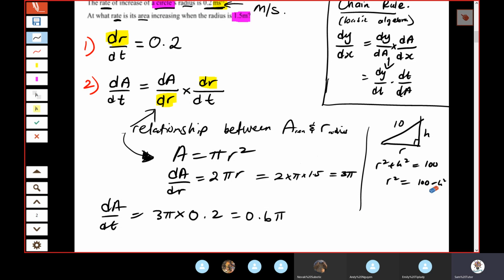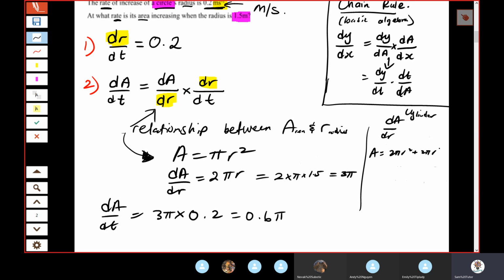What's another one? If I did give you a cylinder, and I said exactly the same question, you found it up to dA on dr, but it was a cylinder. What's the surface area of a cylinder? Area of a cylinder is 2 pi r squared plus 2 pi r h. What's the problem though? Is that a relationship between just A and R? No, because you have H. And that's when you would use that Pythagoras equation, bring H in, and so on.